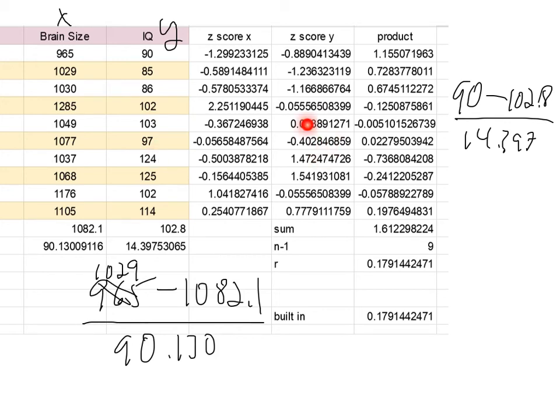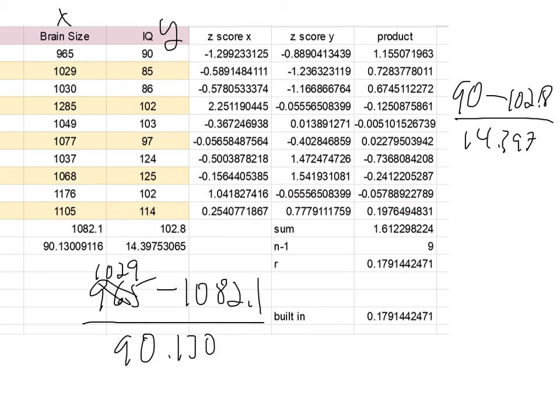Notice some are positive, some are negative. That means if they're positive, the IQ is higher than the average, and if it's negative, the IQ is lower than the average. Same thing with the brain size. Then we're going to find the product of each of these z-scores. So these correspond to that pairing. I multiplied those, got that. Multiplied those, got that. Did that for each of these values.